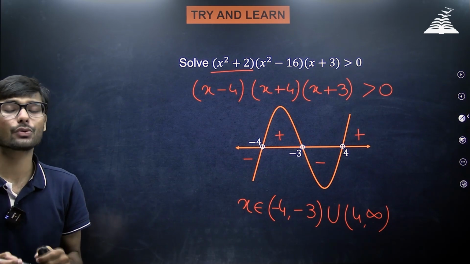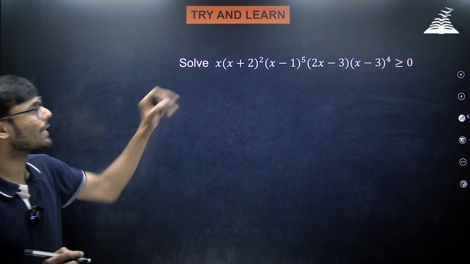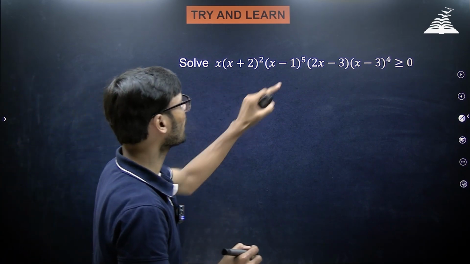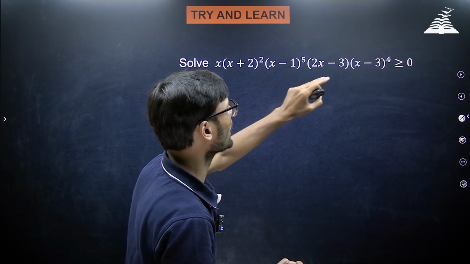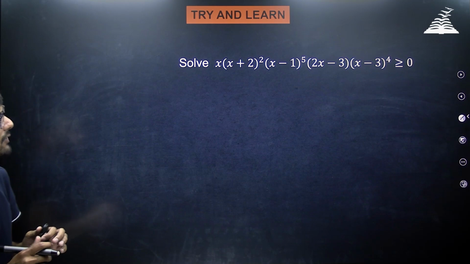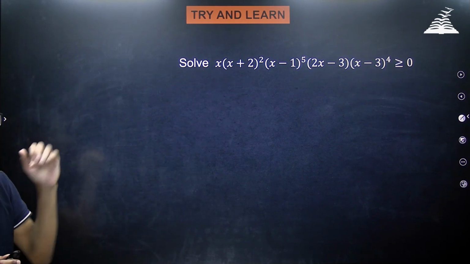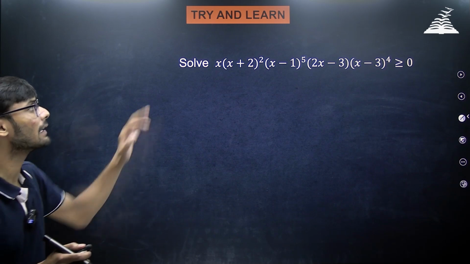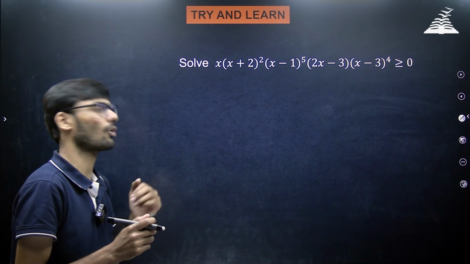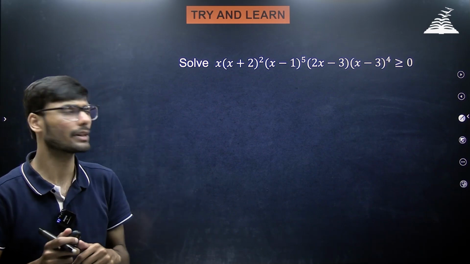Let's now move on to the next question. So we are dealing with x into x plus 2 whole square into x minus 1 raised to the power 5 into 2x minus 3 into x minus 3 raised to the power 4 is greater than or equal to 0. In total, 5 expressions are present. Okay, but the good thing for us is that the leading coefficient of x in all the expressions is already positive. So we can go to step 2 directly.